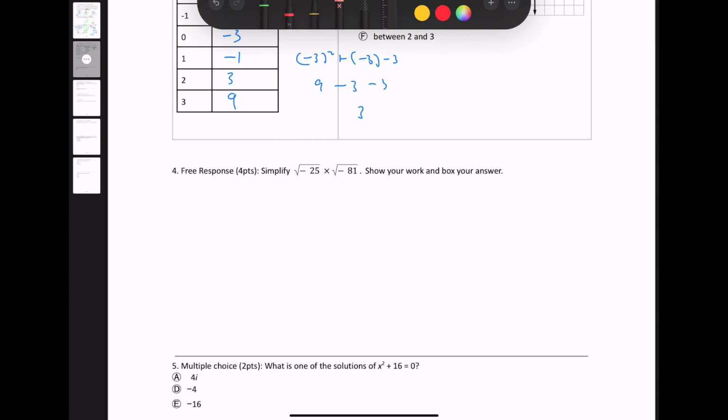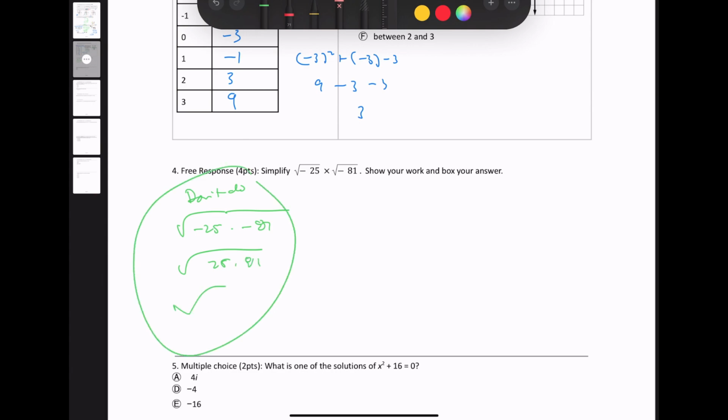Number 4, we need to simplify this one. So the temptation, let's write that, don't do, is to do something like this. And then negative times negative is a positive, so you do 25 times 81. And then you multiply those and you would solve that. So don't do that. You want to evaluate these separately.